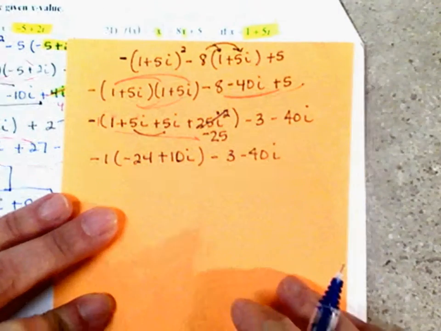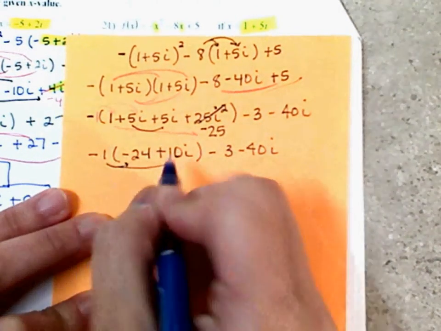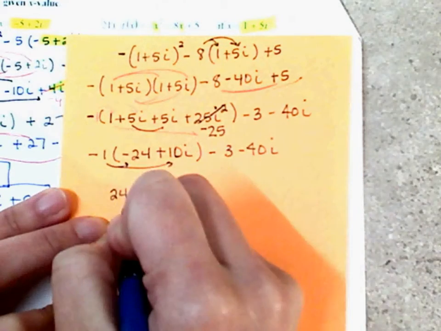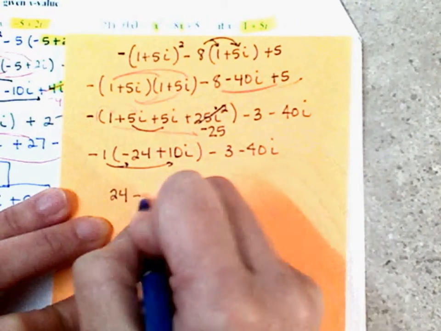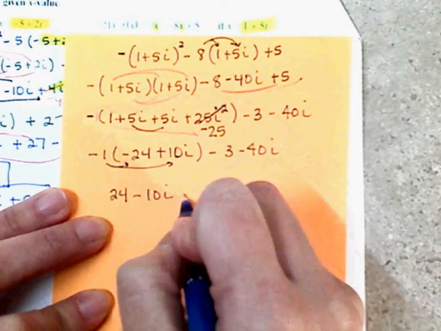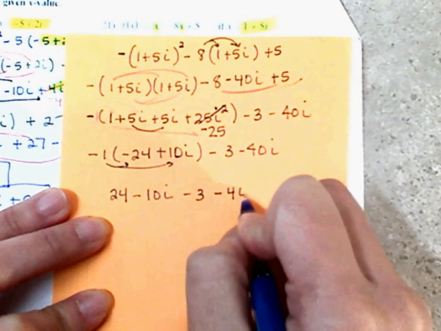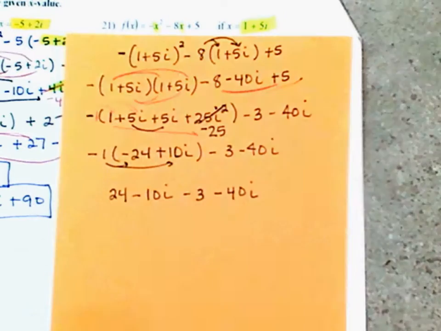All right, now let's distribute these guys. Negative times negative is positive. Negative times positive is negative 10i. Bring down your negative 3. Bring down your 40i. Negative 40. Okay.